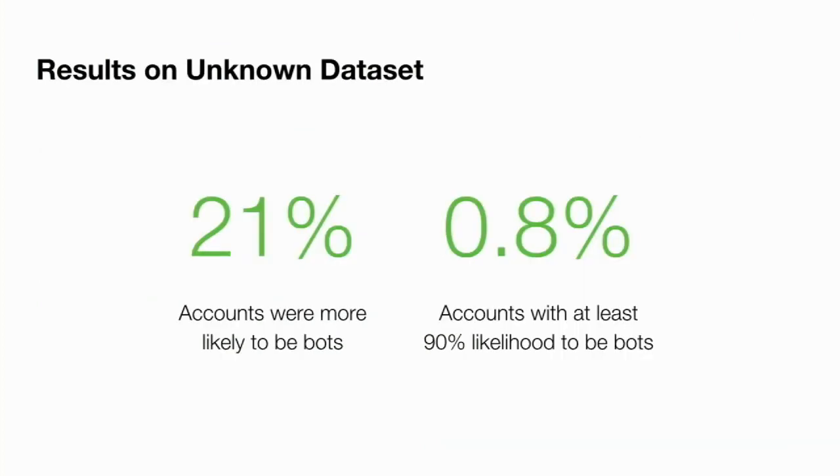And here are some of the results on that unknown data set, that large corpus that was enriched with those tweets. We found that our model that was more accurate found that only 21% of accounts were more likely to be bots than not, and only 0.8% had above 90%. And so we want to drill down and make sure that everyone understands that this model was better, it had better accuracy, and so that's why that number was lower.